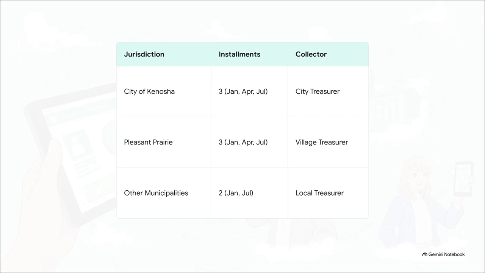But if you live in literally any other municipality in Kenosha County, your local town or village treasurer only collects that first installment during the winter grace period. After that, they hand over all collection authority directly to the county treasurer. So it is absolutely crucial that you verify your specific jurisdiction before making a payment, just so your funds don't get routed to the wrong place and bounced right back.